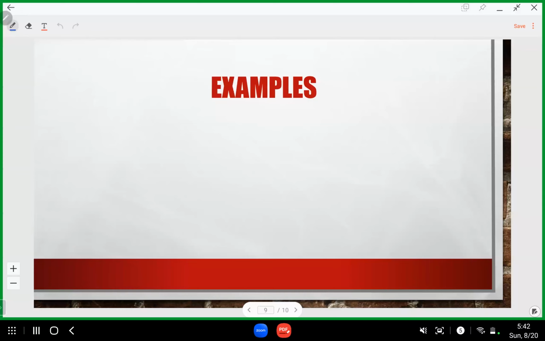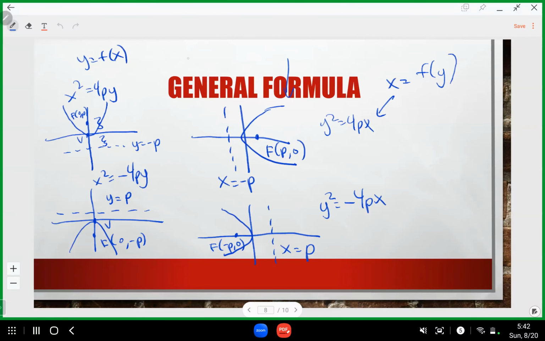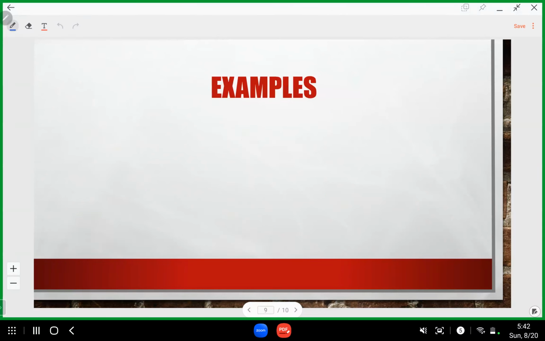So now let's do some examples, and hopefully you know how to do things with these. Next time we'll go over what happens when the vertex is not at (0, 0), because these equations are for when the vertex is at (0, 0). So it's very, very simple. But next class we'll go over ones that are not at (0, 0).